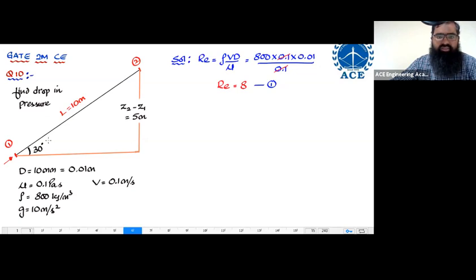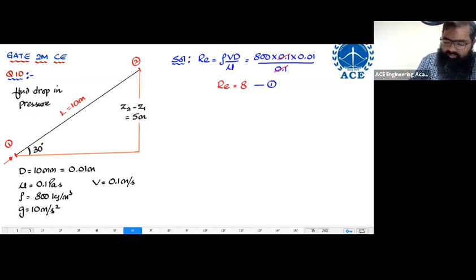Datum difference is basically trigonometry. You complete the triangle, you find the height over here. That height is equal to final height minus initial height, Z2 minus Z1. That is datum difference. After getting Reynolds number, we are confirmed that this is laminar flow.